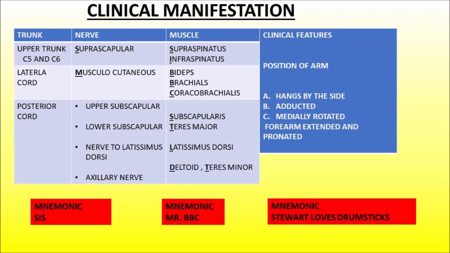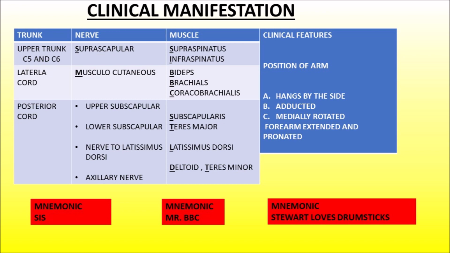The nerves affected are the upper subscapular, lower subscapular, nerve to latissimus dorsi, and the axillary nerve. The muscles paralyzed with respect to the upper and lower subscapular nerves are subscapularis and teres major. For the nerve to latissimus dorsi, the muscle affected is latissimus dorsi, and for the axillary nerve, the muscles paralyzed are deltoid and teres minor.